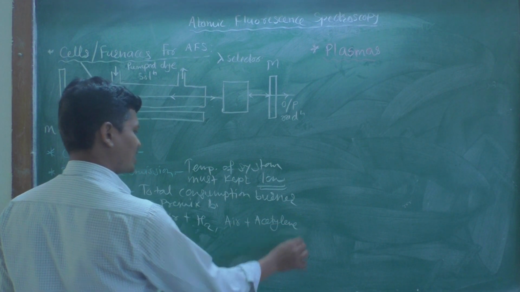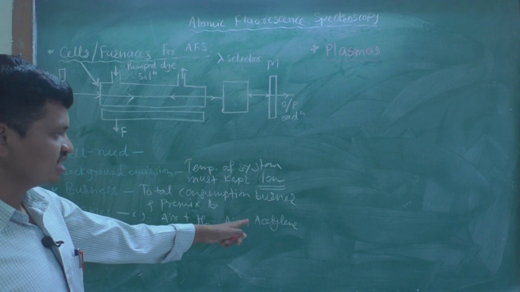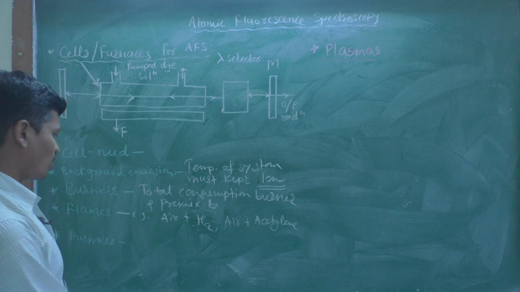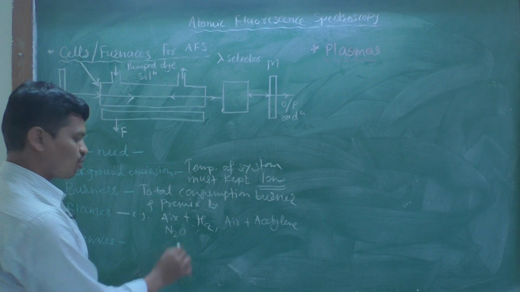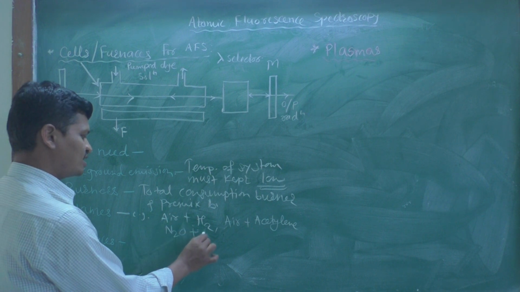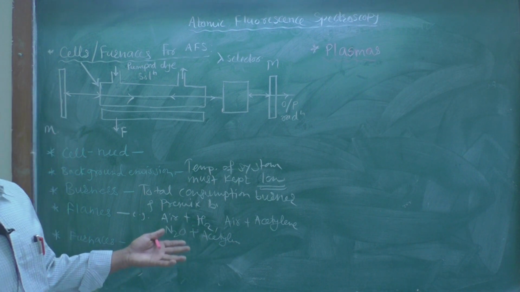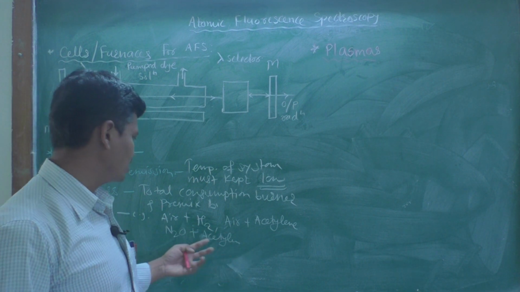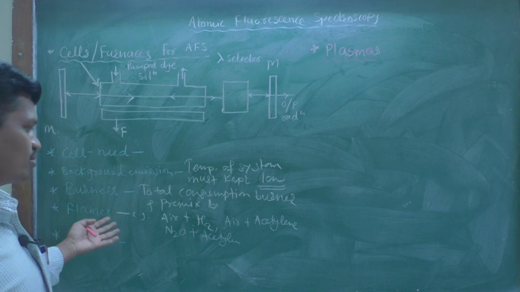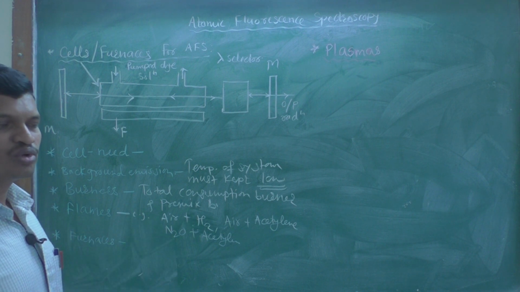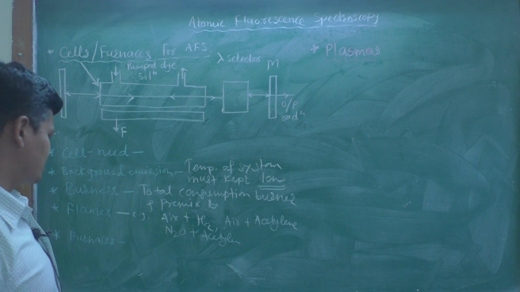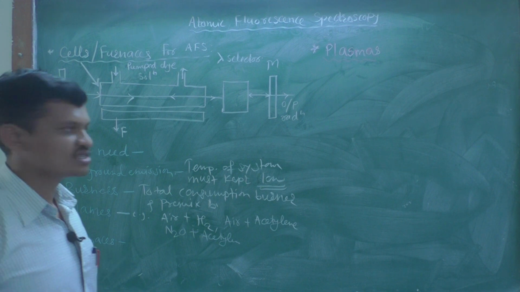Another example may be air plus acetylene. Acetylene is a gas at room temperature. It is an alkyne, C2H2. Or nitrous oxide, N2O, plus acetylene can be used. So these are the different options available for the choice of flames. Which flame we have to use here? There are three choices.